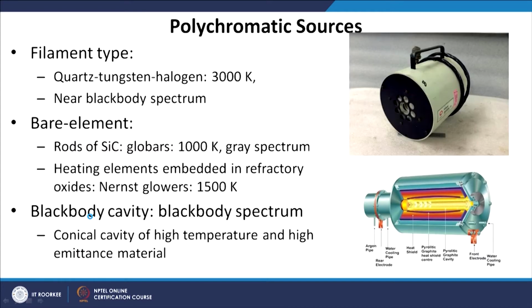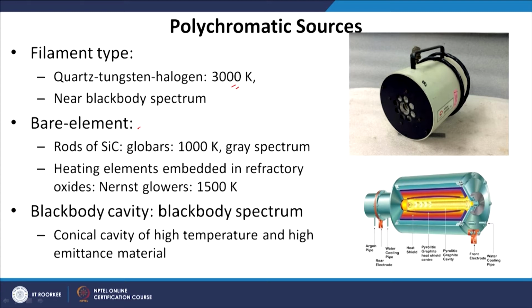Now, polychromatic light source, again there are two types, filament type. In filament type we have quartz tungsten halogen light source. The temperature is typically 3000 Kelvin and it gives you nearly black body spectrum. So, whenever you need a black body spectrum, this type of light source can be used.